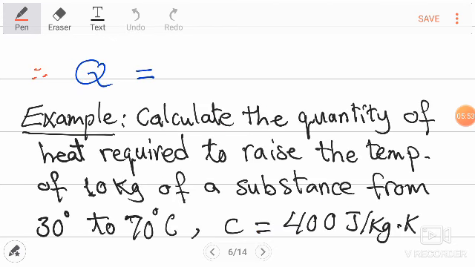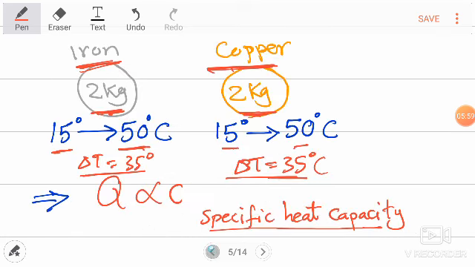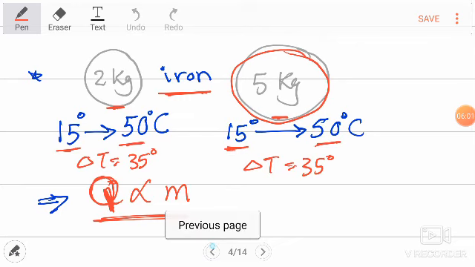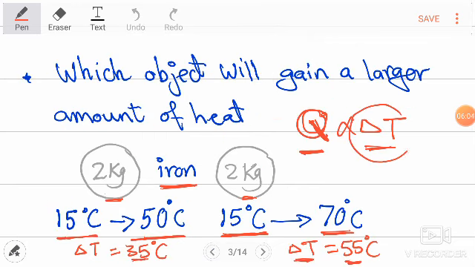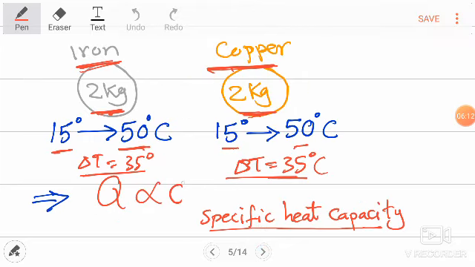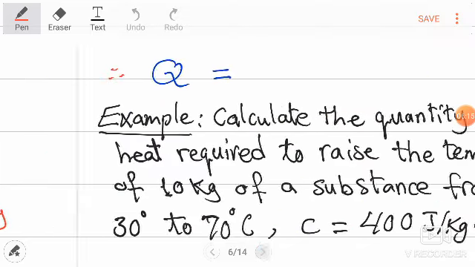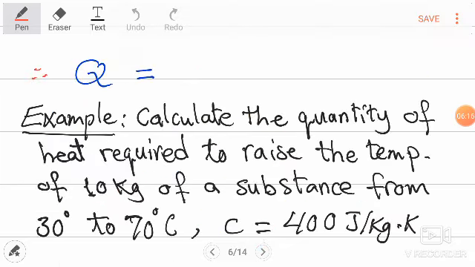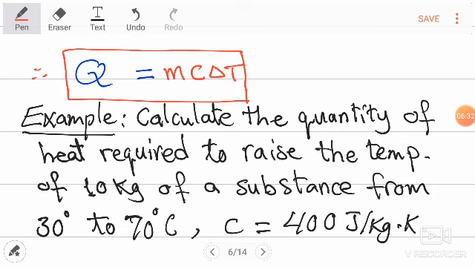So we have Q depends on the change in temperature. Q depends on the mass, and Q depends on specific heat capacity. So Q equals M, mass, times specific heat capacity, times change in temperature. So Q, quantity of heat, equals M, C, delta T.